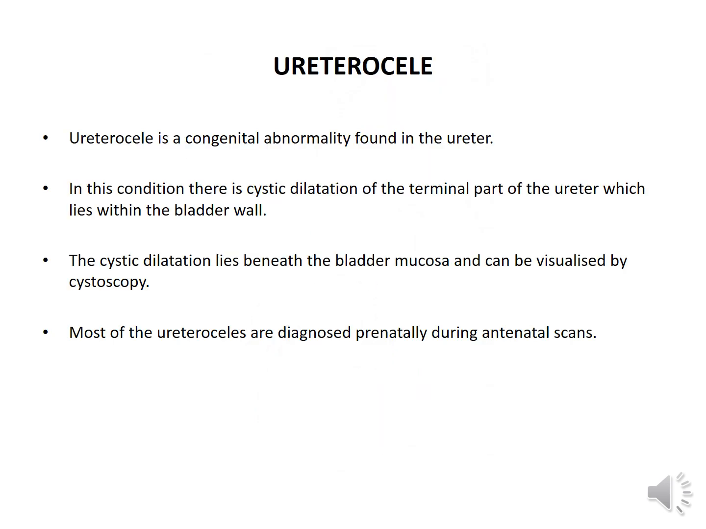So next, moving on to the third anomaly, we have ureterocele. Ureterocele is a congenital abnormality found in the ureter. In this condition, there is cystic dilatation of the terminal part of the ureter which lies within the bladder wall. The cystic dilatation lies beneath the bladder mucosa and it can be visualized during cystoscopy. Most of the ureteroceles are diagnosed prenatally during antenatal scans itself.